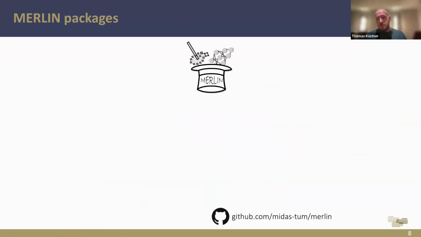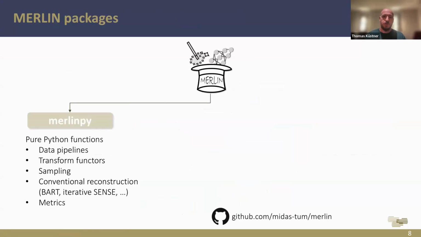So MERLIN contains in principle 3 packages and 1 additional package that you need for loading. The first package is the so-called MERLIN Py, which summarizes a lot of pure Python functions, like a data pipeline that you need to feed your input data through the network, transform functors for doing the sampling for you, some data augmentation strategies, some conventional reconstruction methods that you want to use, your BART or your iterative SENSE reconstructions, and also some metrics that allow you at the end to quantify the image quality that you obtained.